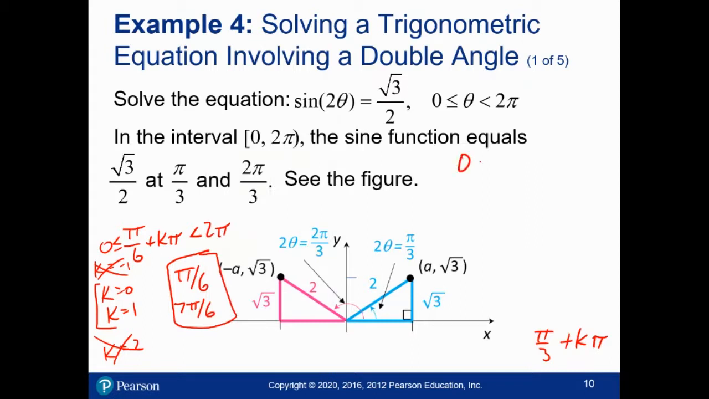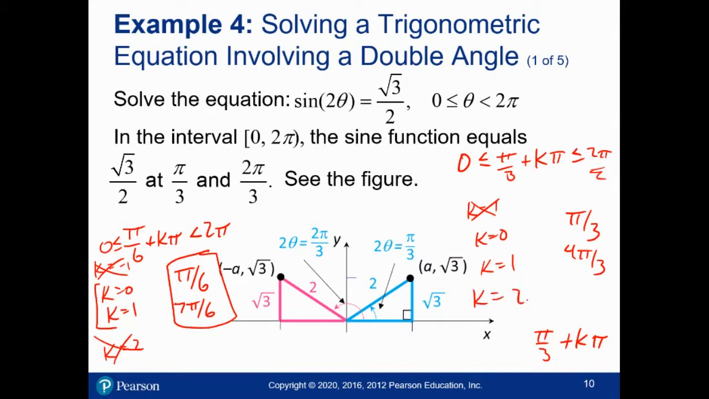For which choices of k will pi over 3 plus an integer times pi be between 0 and 2 pi? Well, again, if k is negative 1, overall that's negative. Pi over 3 minus pi is negative. If k is 0, I get pi over 3, and that works. If k is 1, I get 4 pi over 3, and that's still less than 2 pi. But if k is 2, I get 2 pi plus something, and that's too big. So we get these two solutions here.